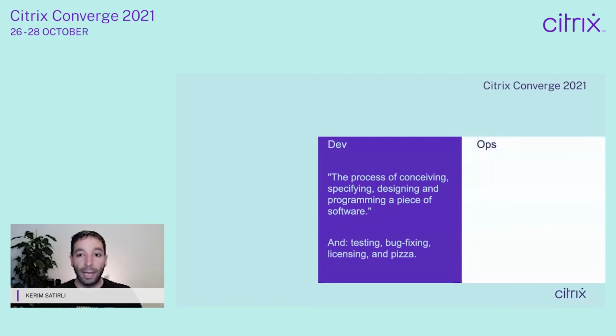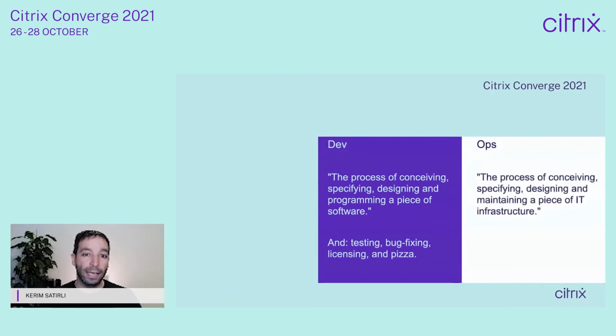On the other side, we have ops, short for IT operations. And we'll define that as the process of designing, architecting, deploying, and maintaining a piece of IT infrastructure. And of course, as with development, operators too must test, and they'll be racking and stacking while hopefully enjoying some pizza. Now, please note, we're using racking and stacking in a very loose definition because a lot of racking and stacking these days ends up being virtual through APIs.